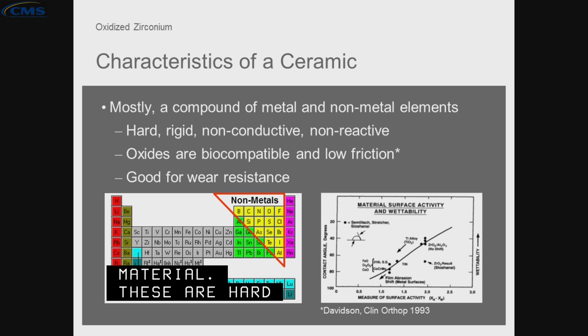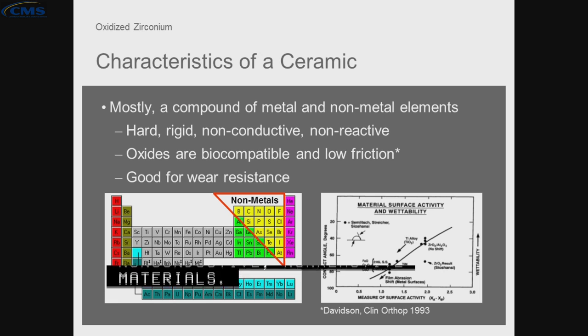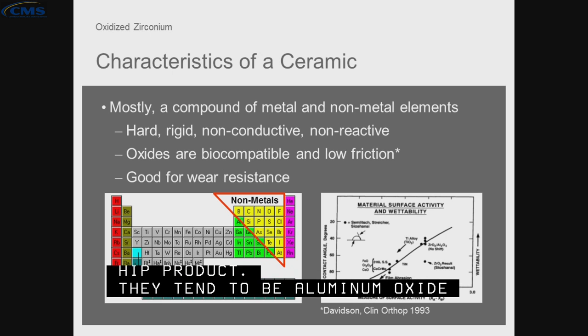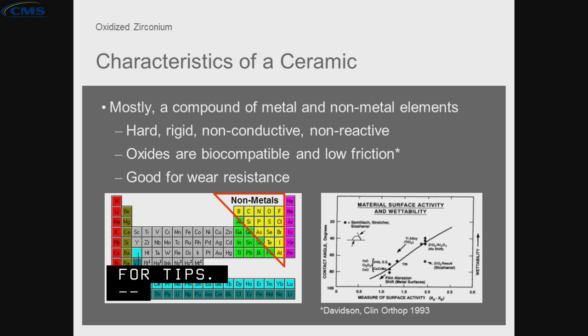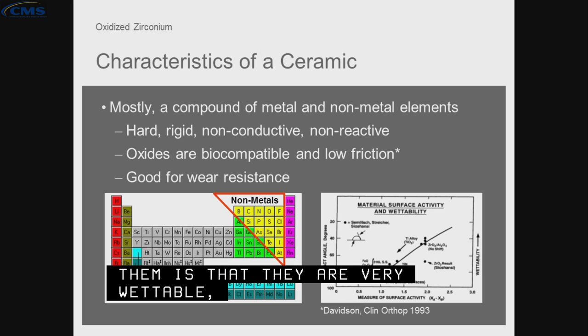This is what one looks like in a hip product. They tend to be aluminum oxide for hips. One of the nice things about them is that they are very wettable. Fluids tend to spread on the surface and give you good lubrication. The surfaces stay smooth, so with low friction you get less wear of the polyethylene.